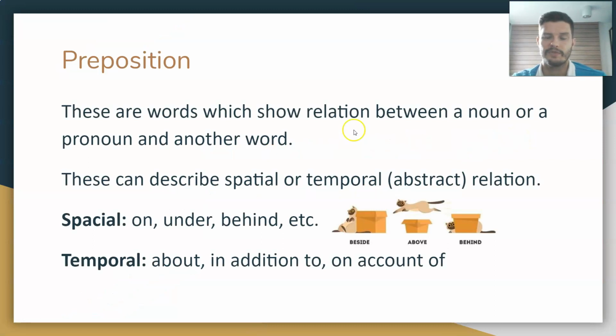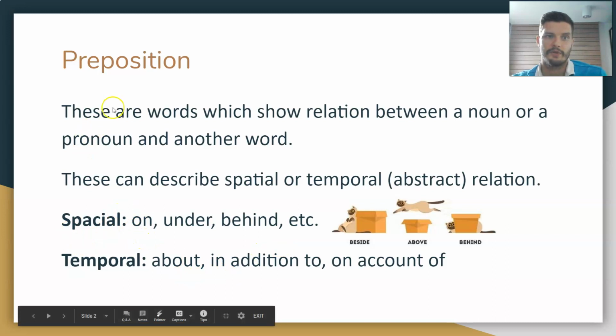Before we really get into the meat of this lesson, I also want to review what prepositions are. Prepositions are words which show relation between a noun or a pronoun and another word. These can describe spatial or temporal or abstract relation. In regards to spatial relation, we can say in, on, under, by, the very simple ones. For instance, the cat is beside the box. The cat is above the box. The cat is behind the box. These tell us where the cat is relative to the box.